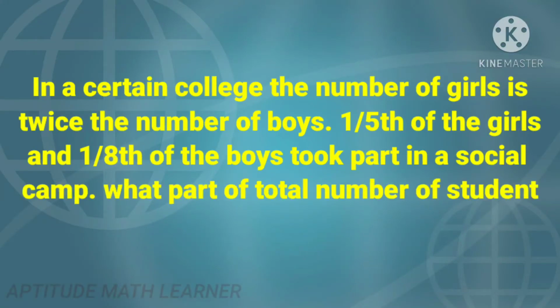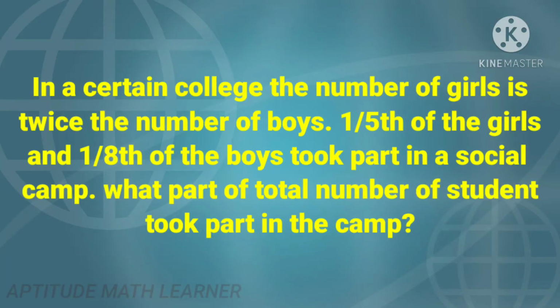Today we have come with a new question. Let's understand the question. In a certain college, the number of girls is twice the number of boys. It means that the number of girls is twice the number of boys.